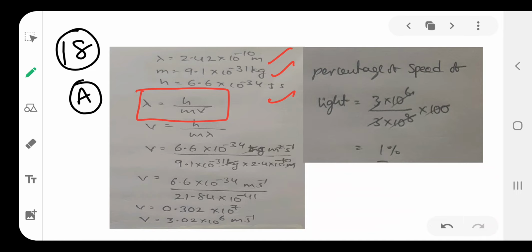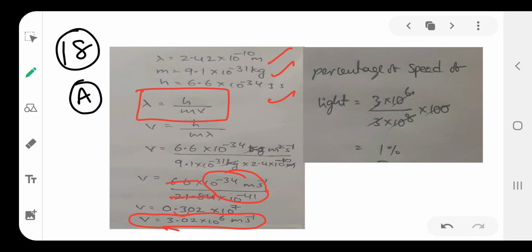Calculating this total value, we get 0.302 into 10 power, minus 34 minus minus 41, its value 10 power 7. Then 0.302 into 10 power 7. Change the point by one digit to 3.02 into 10 power 6 meter per second.